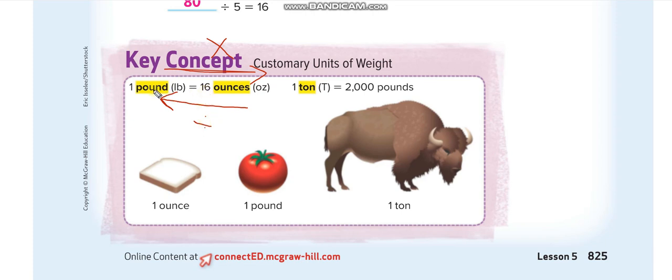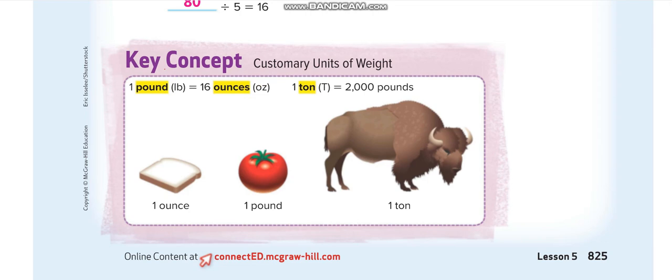Okay, from pounds to ounces, multiply by 16. From ounces to pounds, divide by 16. Similarly, the same thing here. From tons to pounds, multiply by 2000, and from pounds to tons, divide by 2000. I hope you guys understand this. Let us practice this example 1.